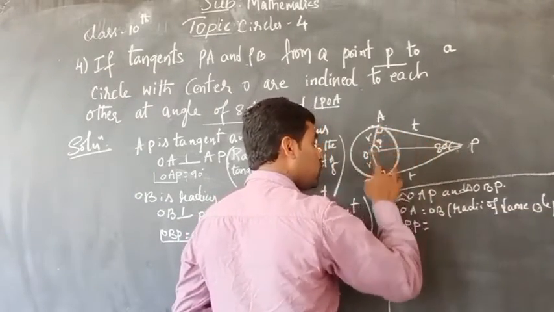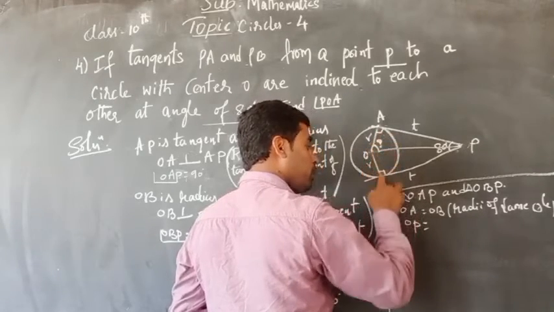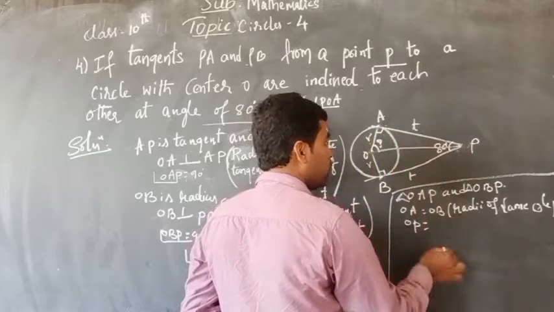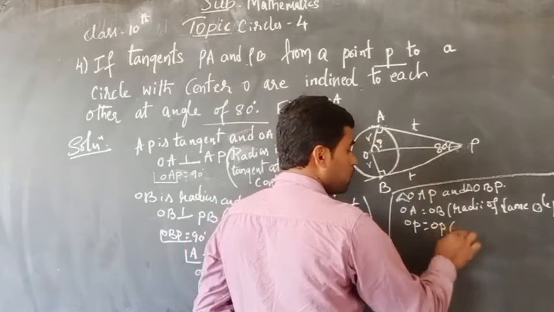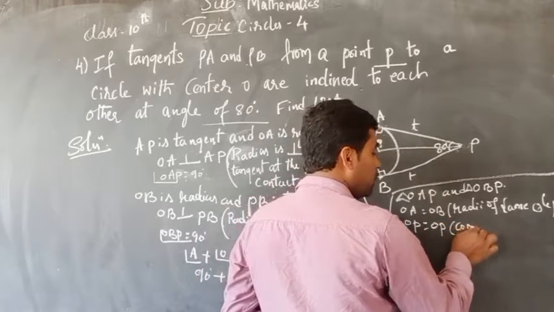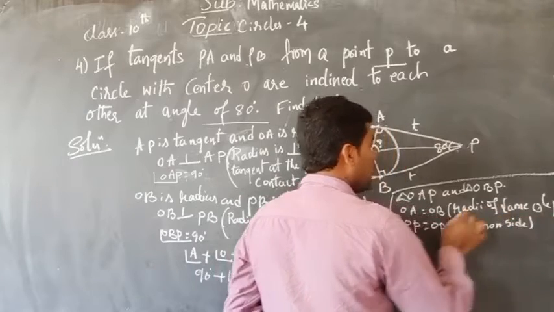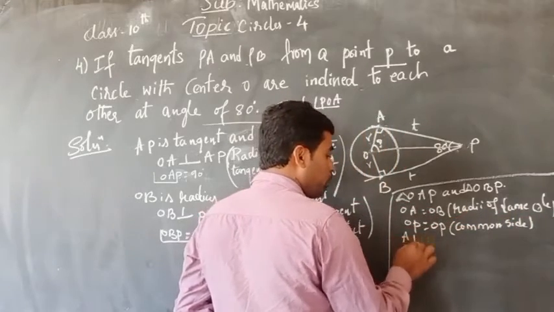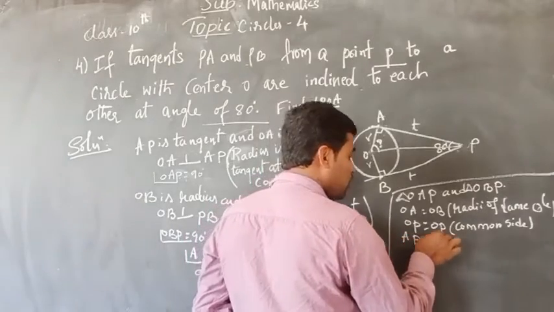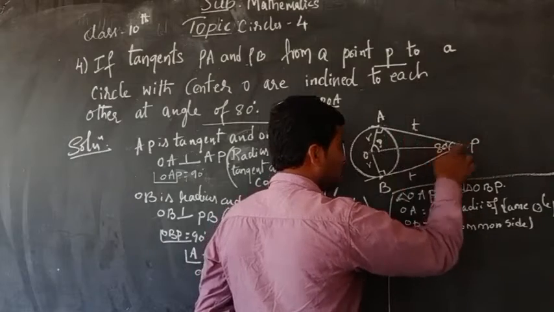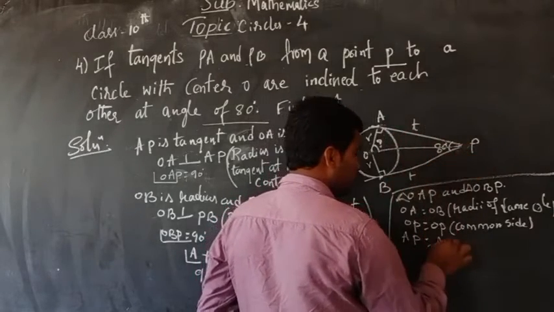OA is equal to OB, radii of the same circle. OP is equal to OP, which is the common side for the two triangles. And AP is equal to BP.